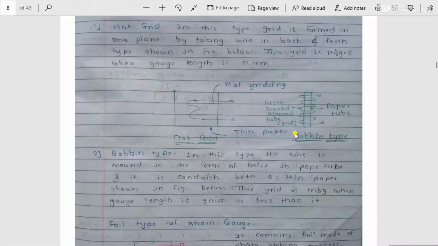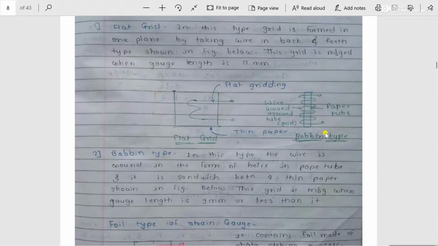Why are these bobbin type grids manufactured? Because there are many applications in which very little space is available to paste the strain gauge on the component. As there is very little space, we have to use strain gauges of very small size. And to prepare strain gauges in small size, the grids are formed in the form of the bobbin type. Therefore, based on the application, if a large space is available to paste the strain gauge, we can prefer the flat type of grid.